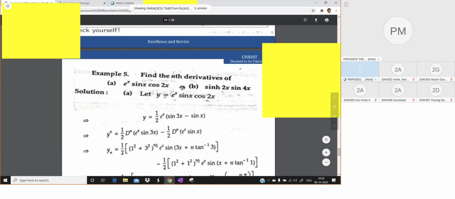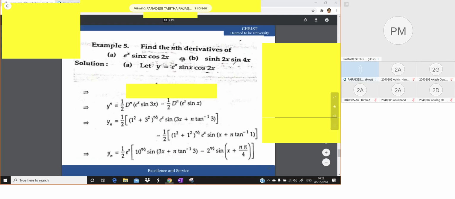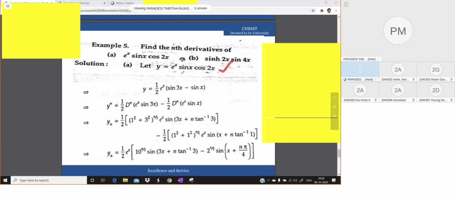Yeah, so here are two questions. First one is, find the nth derivative of e power x sin x cos 2x. So this is where we begin. Quickly check whether the first step is right. Next, he's using the 2 sin A cos B formula and writing it as sin A plus B plus sin A minus B. Check whether it's right: sin 3x minus sin x.